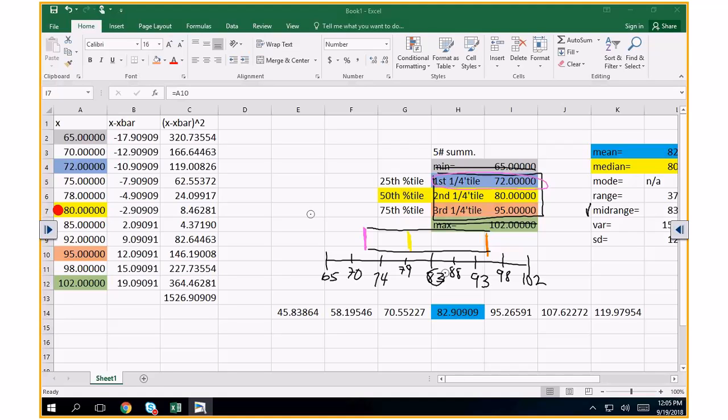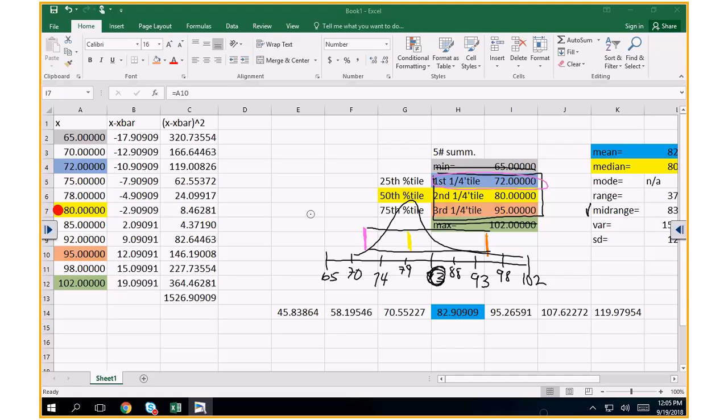83. There's your mid-range right there. You're going to compare it. So it looks like to me that the mean is to the left of the mid-range. So that means most of your data is on the left. If most of your data is on the left, then that means it's skewed right. So your data here is a little bit skewed right because your mean is to the left.